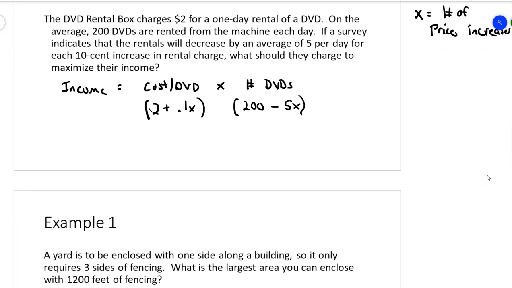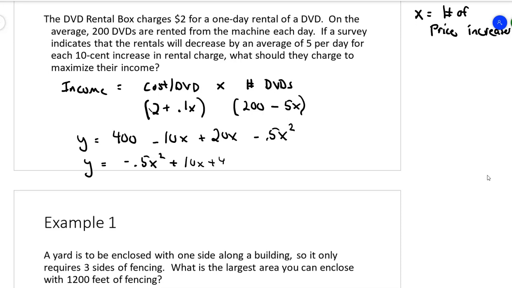All right, so let's distribute this. 2 times 200 is 400, minus 10x plus 20x, minus 0.5x squared, right? 0.1x times 5x, 0.5x squared. If you want to clean this up a little bit, you can make it y equals negative 0.5x squared plus 10x, right? 20 minus 10 is 10, plus 400.